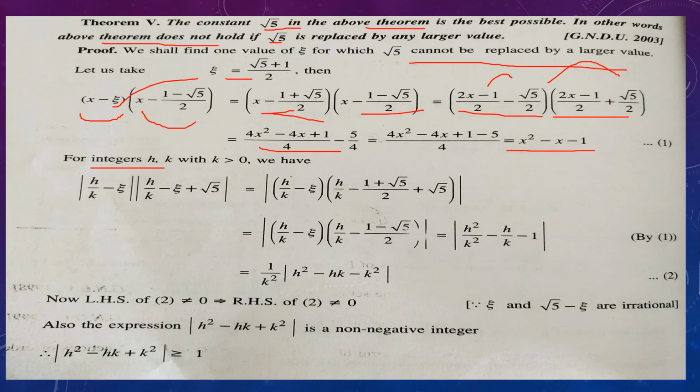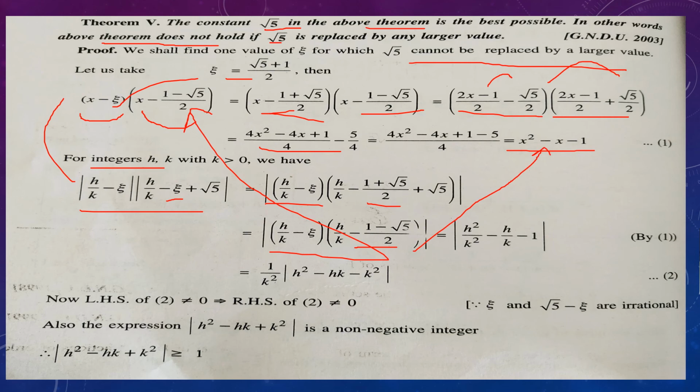Now we take two integers, so taking x as a fraction h by k, putting in this here. So on simplification, put again the value of epsilon and psi here, and we simplify this. So this equation can be compared with this one. And we know that the answer is this one. So using equation 1, we get this thing. Taking k square outside, the left hand side is not equal to 0, the right hand side is not equal to 0, since xi and 5 minus xi are irrational numbers. Since this is a non-negative integer, this is greater than or equal to 1, so I can write this equation as greater than or equal to 1 by k square.